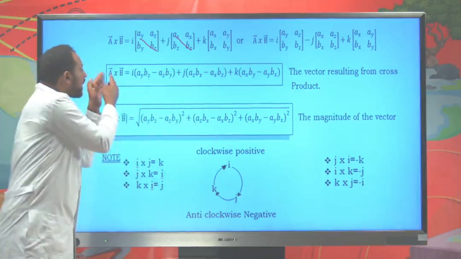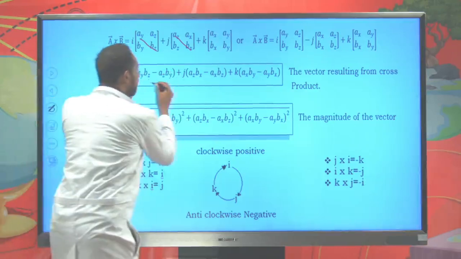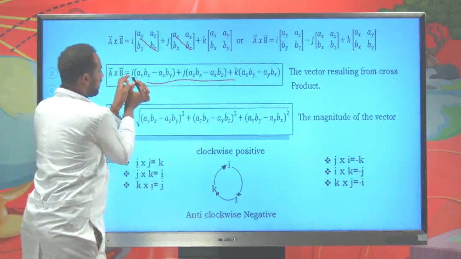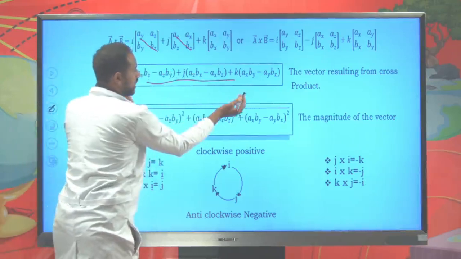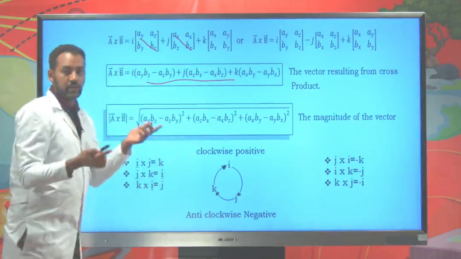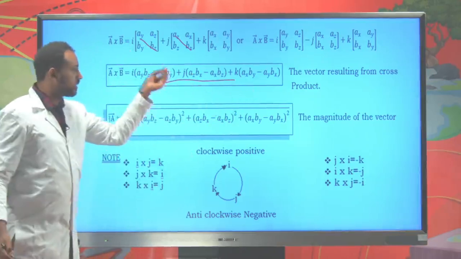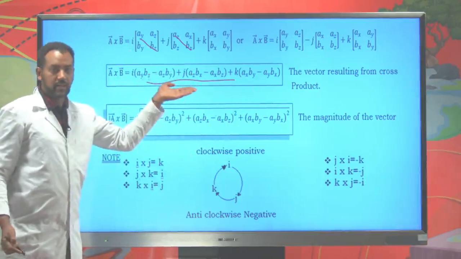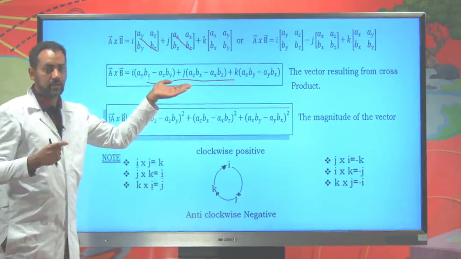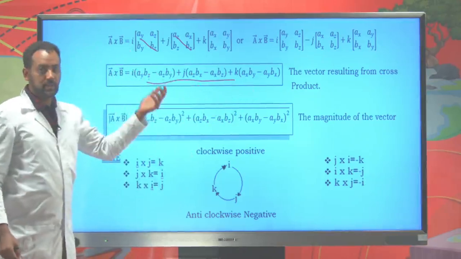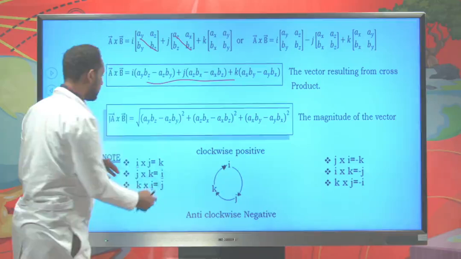And the result of A cross B gives you a vector here. Look at it. You have i, j, and k, and they represent the direction. i is the direction along x, j along y, and k along z. It shows us the direction, and it is a vector. The cross product gives you a vector, and the dot product gives us a scalar. Keep this in your mind.